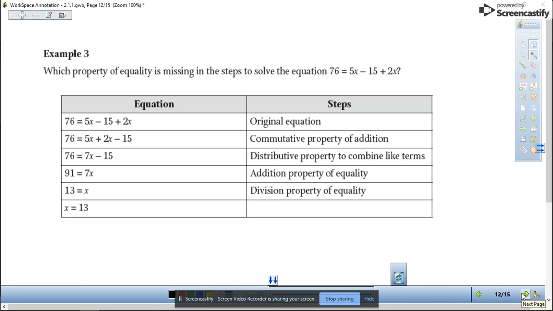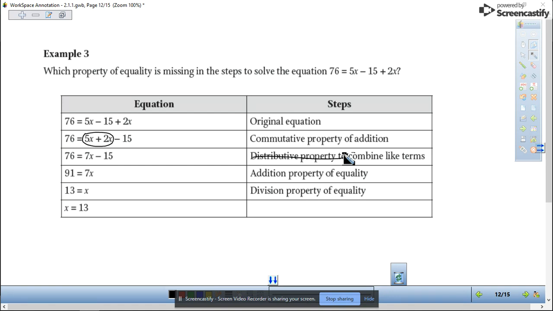All right, example 3, which property of equality is missing in the steps to solve this equation? All right, so let's look at what they did. The original equation here, they did the commutative property, which means they reordered it, right? And when they reordered it, notice that the negative is still with the 15. The positive, the plus, is still here with the 2. Okay, the reason they did that is so that they could combine these two, which is the distributive property in order to combine like terms. Really, it's not the distributive property, it's just combining like terms. I would be perfectly fine with you just writing combine like terms there.